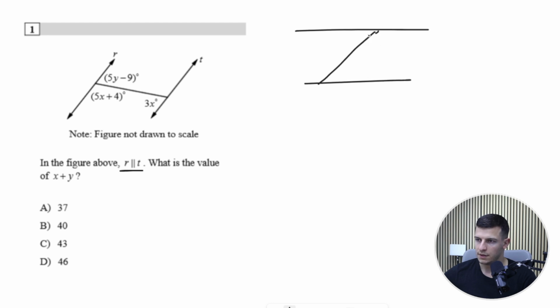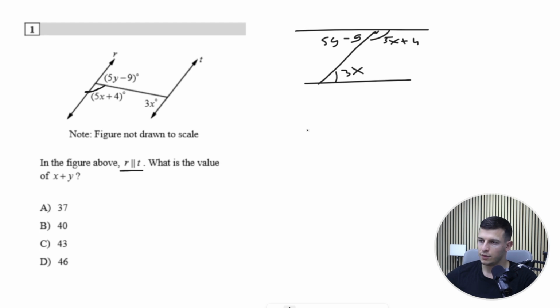So this part, how should I put this one? The big one, this is a bigger angle, so I'll take this one here. This is 5x plus 4. This one is going to be 5y minus 9. And the opposite of 5y minus 9, this is 3x. So these two are the same images. I know they look a bit different, but they are the same.